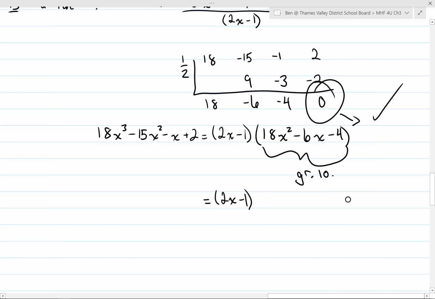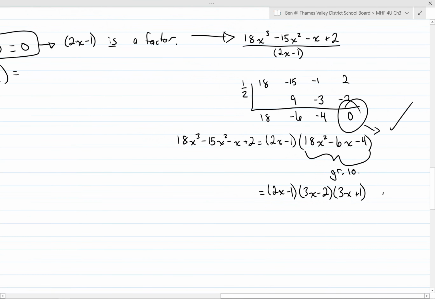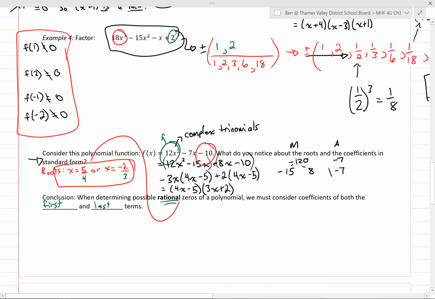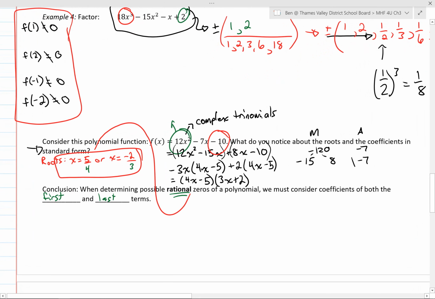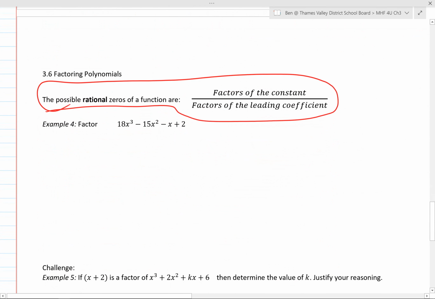You need to be able to factor complex, simple trinomials, perfect squares, difference of squares. You need to be able to see these patterns so that you can follow through with factoring at a grade 10 level. 2x minus 1, 3x minus 2, and 3x plus 1 is what we're working with right here. Okay, folks, if you're really struggling with grade 10 factoring skills, I have other videos on this channel that can help you out there from when I taught those courses in the past.